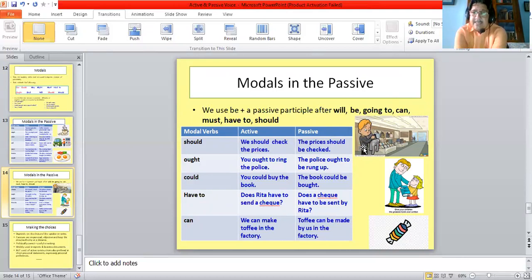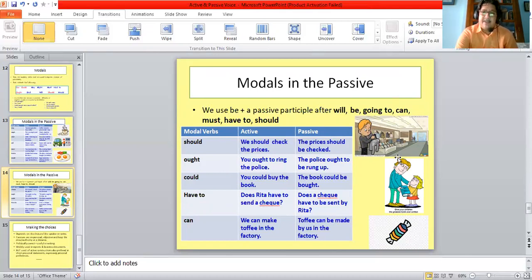Have to. Does Rita have to send a check? So this can be changed into does a check have to be sent by Rita? And can. We can make toffee in the factory. This will become toffee can be made by us in the factory.